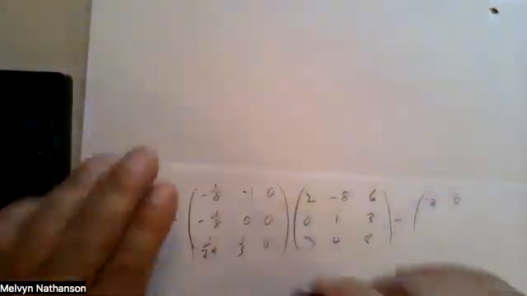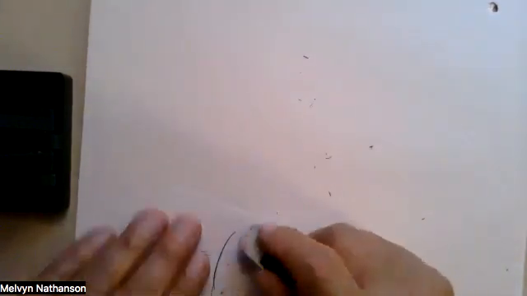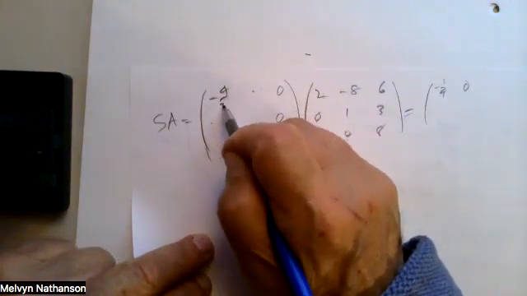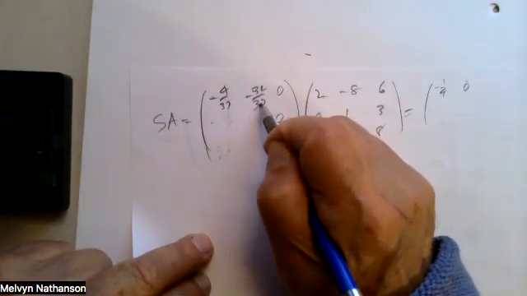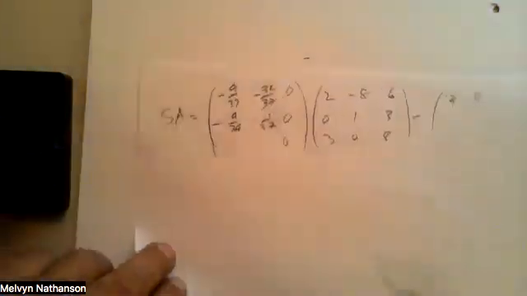So my S is: the first row is minus 4 over 37, minus 32 over 37. The second row is minus 9 over 74, 1 over 37. The third row is 3 over 74, or 12 over 37.